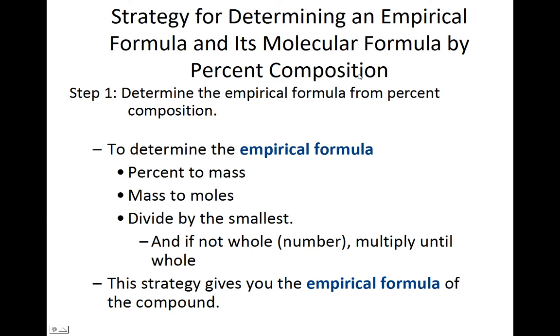So before I can find my molecular formula, I need to determine my empirical formula. To do that, I have to convert my mass percents into mass, and then I convert mass to moles. Once I find the moles of each element present in my molecule, I divide by the smallest mole present. If those mole ratios don't give me a whole number, I have to multiply until I do get whole numbers. And you'll see what I mean by that in just a moment. In any case, this strategy will give you the empirical formula of a compound.